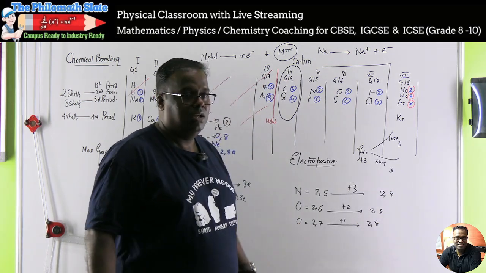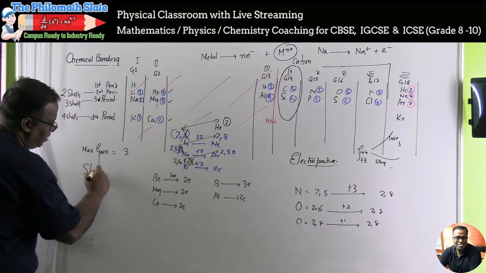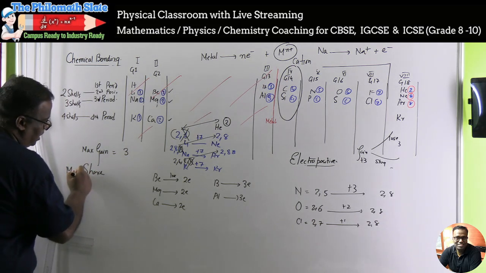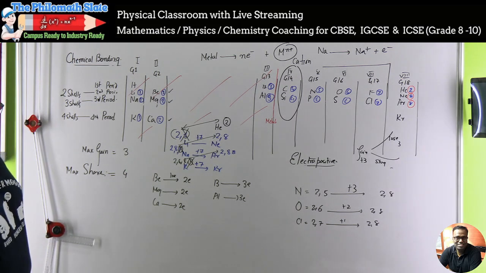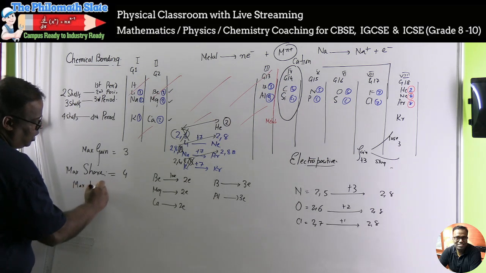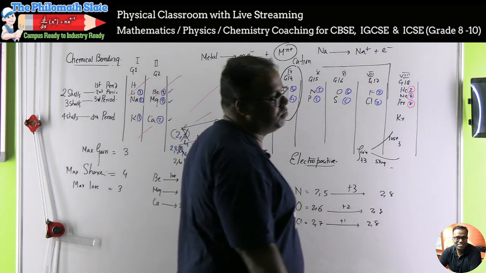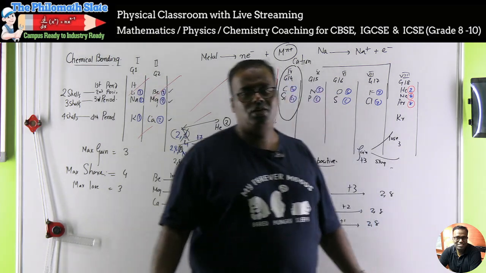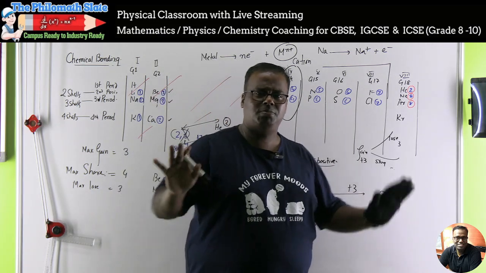Right? Now, for sharing, there is a different law. Max that an electron can be shared is 4. Max that you can lose is 3. 3 gain, 3 loss, and 4 maximum can be shared. Is that clear? अब देखो चैप्टर कितना क्लियर हो जाएगा.